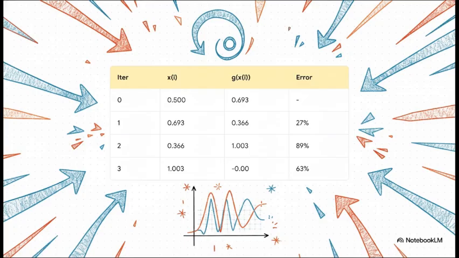X equals the negative natural log of x. Let's start with a really solid guess this time, 0.5. Even with a good start, by iteration 1, our error is almost 28%. And by iteration 3, oh, the error has absolutely exploded to over 63%, and our guesses are just swinging wildly.